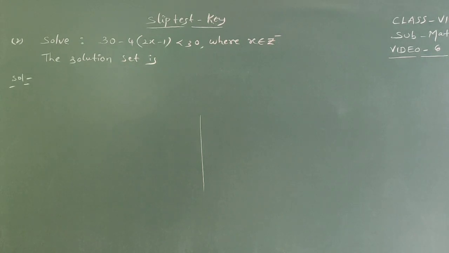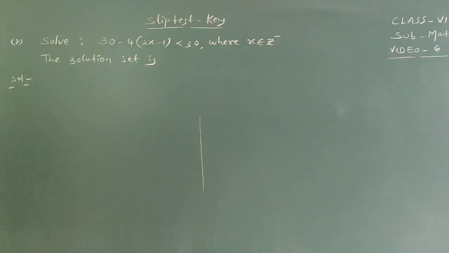Next, second problem. Solve 30 minus 4 into 2x minus 1 less than 30, another inequality, where x belongs to Z minus, meaning negative integers, in the replacement set. From the replacement set only we have to choose.